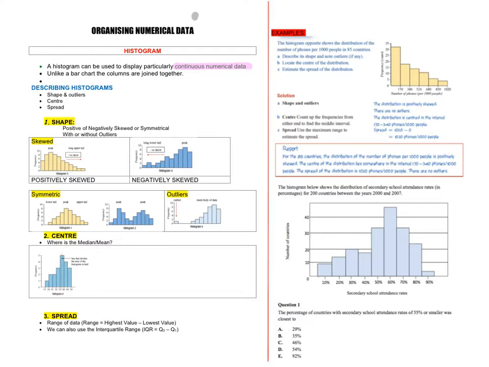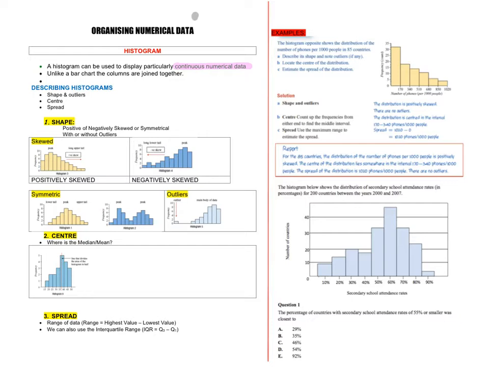A histogram does look like a bar chart, but the difference is that you can see there are no gaps between the bars, and a histogram is generally only done with your continuous numerical data. We're going to look a lot at histograms now, and a lot of further maths is analysing what the data says. Once it is presented in a histogram, we then have to comment on it.